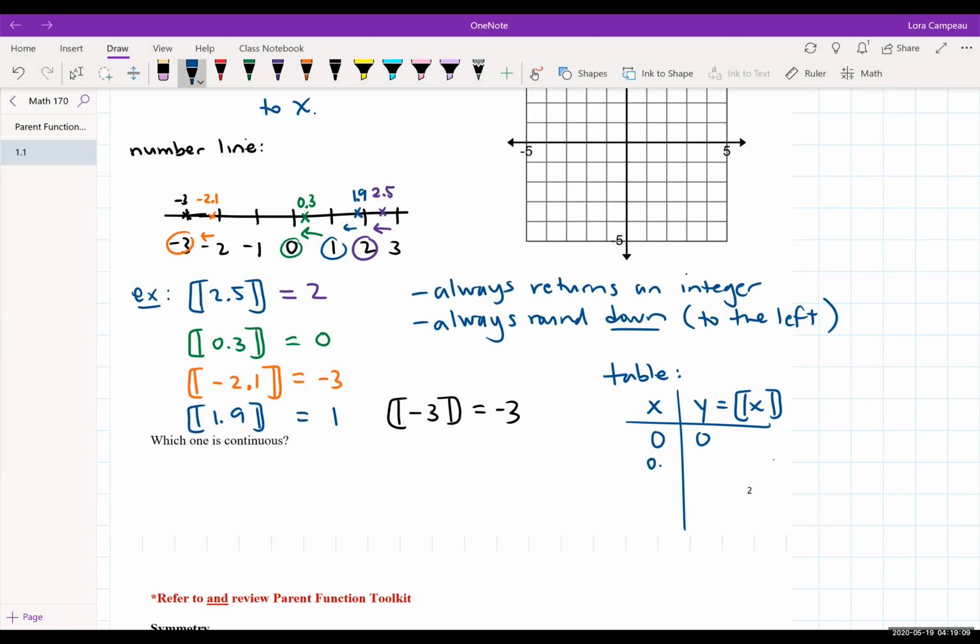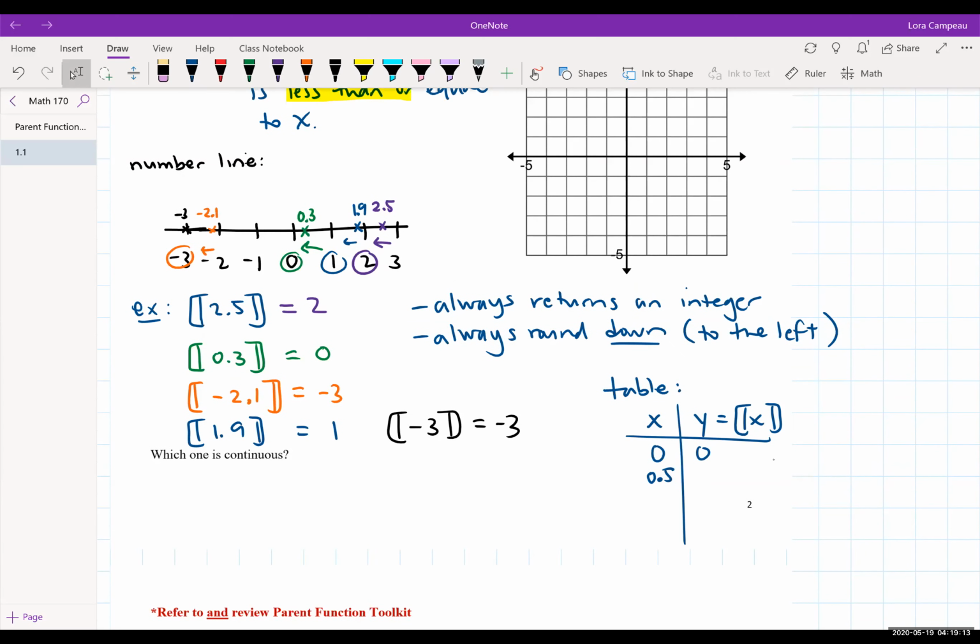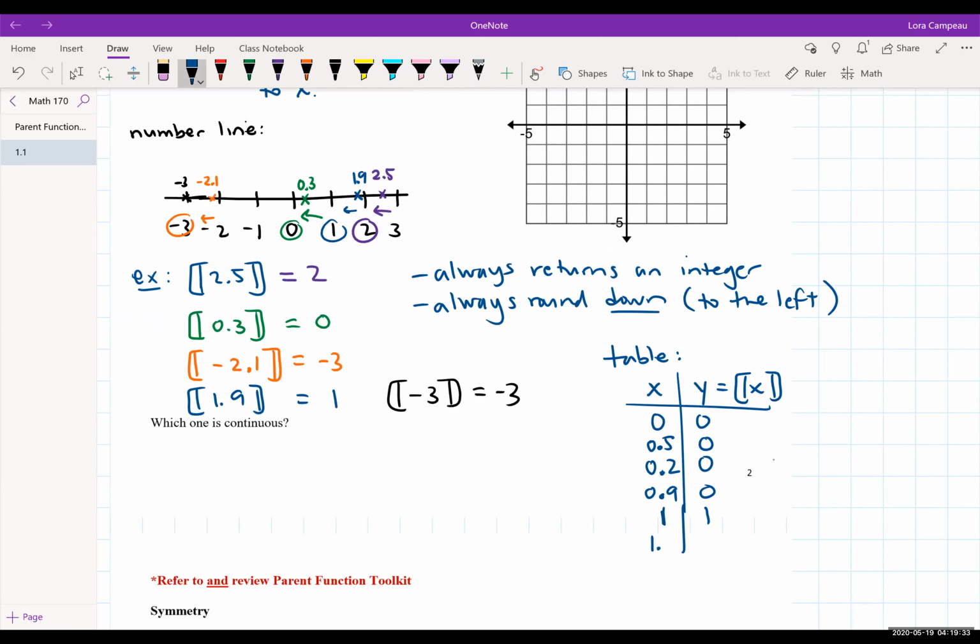If we're looking at 0.5, the way the number line would work is we'd be looking at what's in between 0 and 1, so we would round down to 0 as well. 0.2, same idea. 0.9, same idea. If we were talking about the number 1, we're right on the integer, so we can just take it as is. But if we have 1.1, we're dealing with 1.